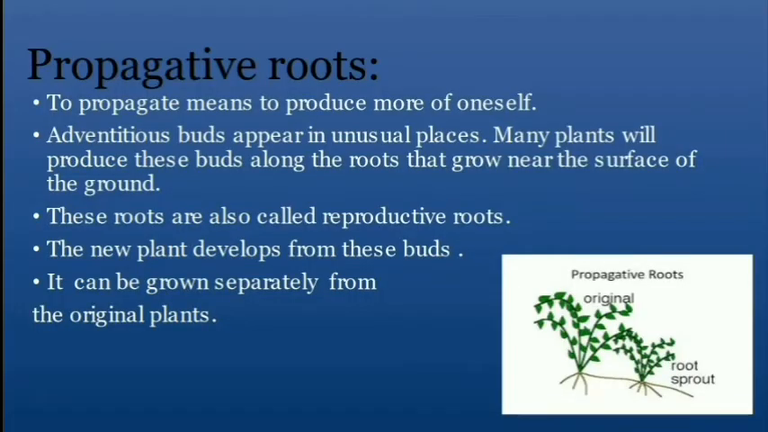Propagative roots. Propagate means to produce more of oneself. Adventitious buds appear in unusual places in the plants. Many plants will produce these buds along the roots that grow near the surface of the ground. These roots are also called reproductive roots. The new plant develops from these buds. It can be grown separately from the original plant.